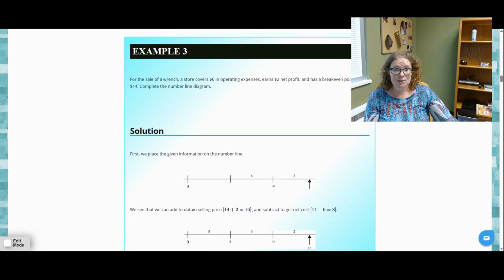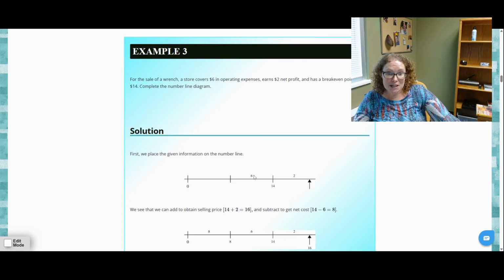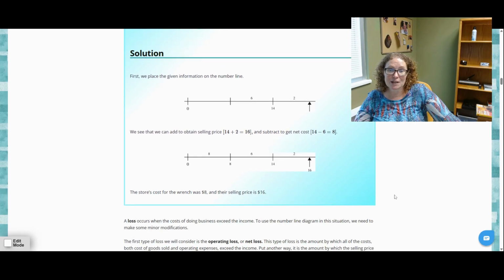We can do this if we don't have the net sale and we want to know what that is. For the sale of a wrench, a store covers $6 in operating expenses. So that's that 6 in the middle. That's the operating expenses. We are looking at a $2 net profit and the break-even point of 14. So that's how we set those up on the number line.